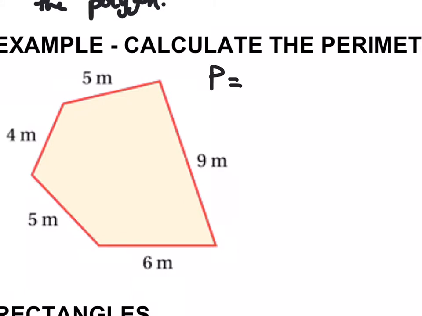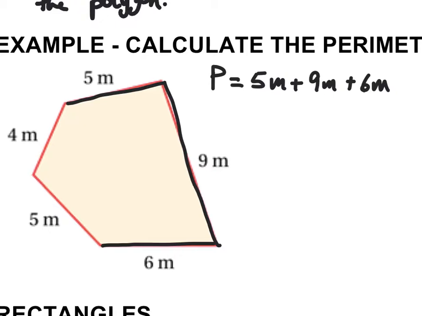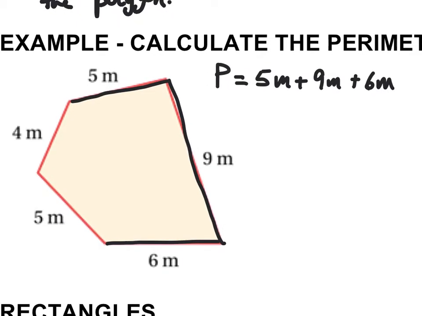So I'm going to start with this first one, which is 5 meters. Okay, 5 meters. And then we'll add the next one, which is 9 meters. All right, plus the next one, which is 6 meters. Okay, and then we've got 5 meters here. So plus another 5 meters. And then plus the last side, which is 4 meters.